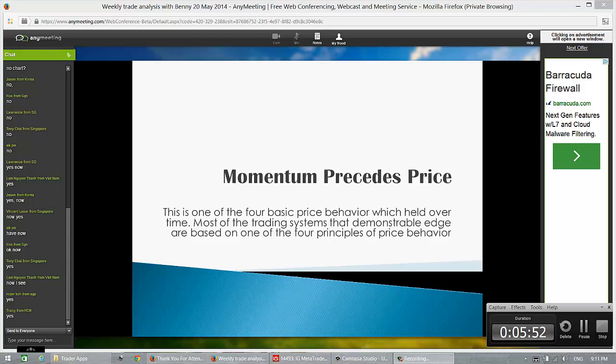Now, the second principle of price behavior is momentum precedes price. What do I mean by momentum precedes price? When we see momentum, that means that either the price and the oscillator both make a new high or both make a new low. That is called momentum. And once we see the momentum, it means that we have the first leg up. Price goes up, making a first new high. Momentum also goes up, making a first new high.